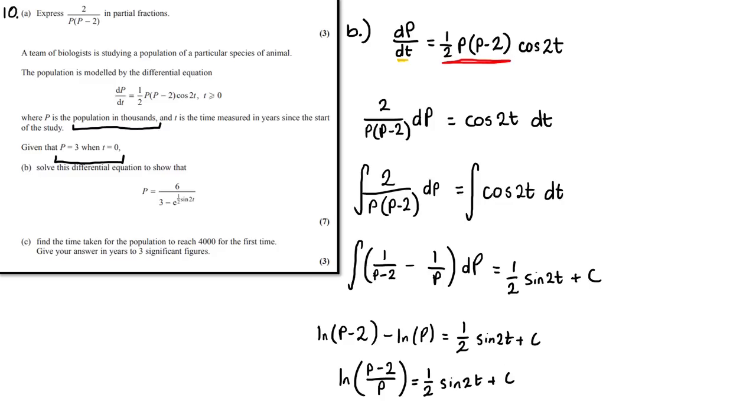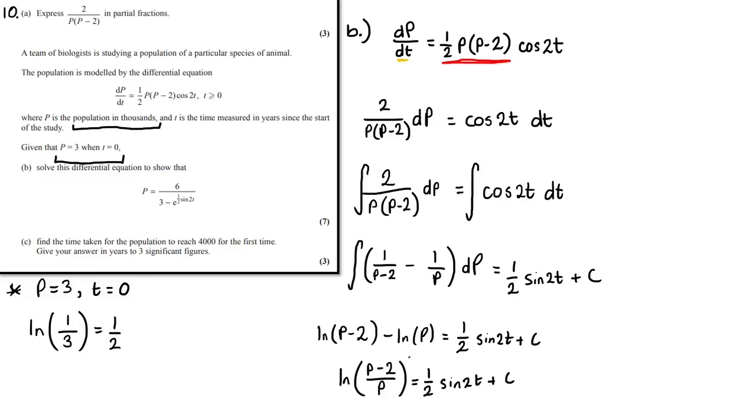Now, we've got our initial conditions, so because we've got those initial conditions, we can find the value of c. And if we just do the initial conditions over here, so we know p is equal to 3 and t is equal to 0. So in that case, if we just substitute p equals 3, t equals 0 in, we can then go on to solve for c. So that gives me the natural logarithm of p minus 2. So if p is 3, that's 3 minus 2 giving me 1 over p, which is 3. So I get the natural logarithm of a third. And that's equal to a half sine 2t.